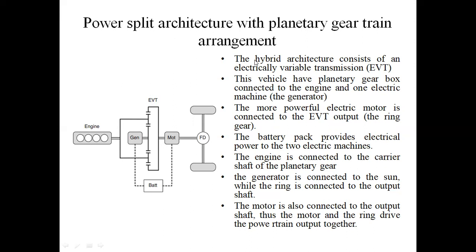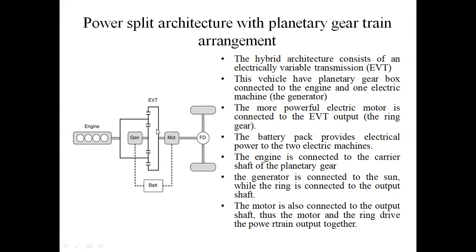This way, the hybrid architecture consists of an electrically variable transmission, EVT. This vehicle has a planetary gearbox connected to the engine and one electric machine, the generator. These two are connected to this planetary gearbox. Next, the more powerful electric motor is connected to the EVT output. EVT output means the ring gear. This is the EVT, electrically variable transmission.